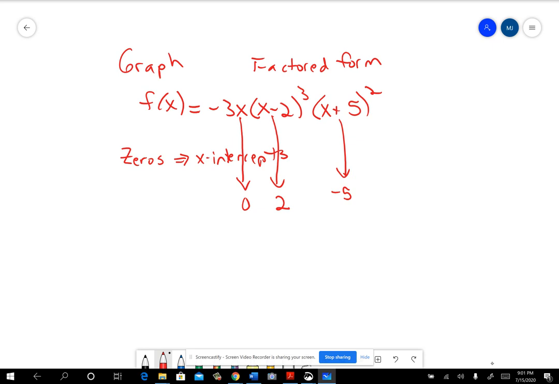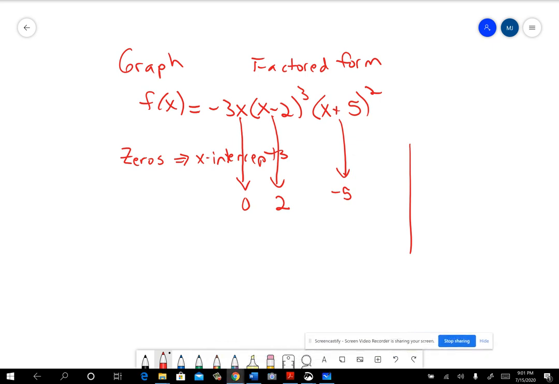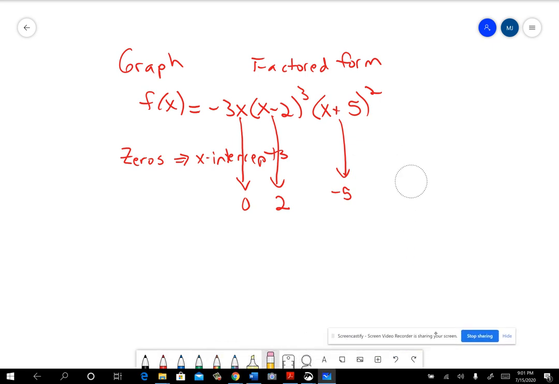What that helps you to know at this point is that this function is going to cross the x-axis at 2, at negative 5, and at 0. So you can go ahead and put those on there, okay? The next thing I like to look at is the multiplicity.